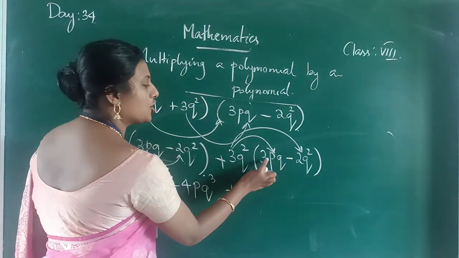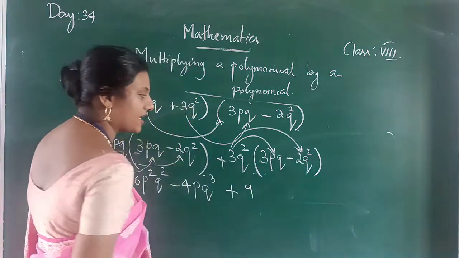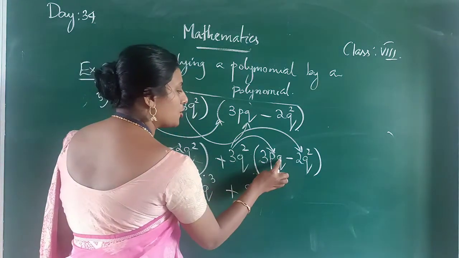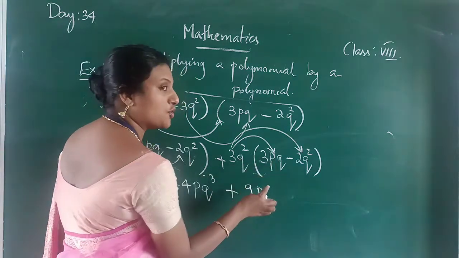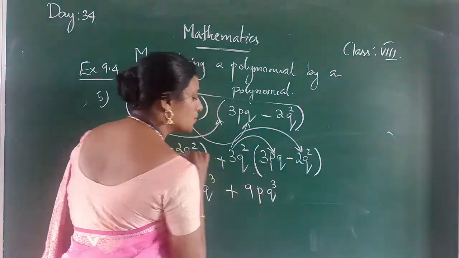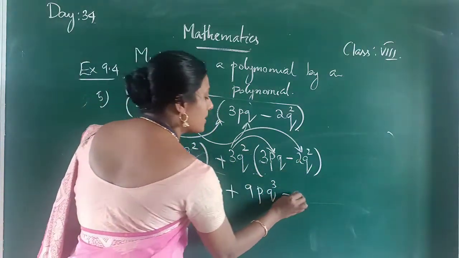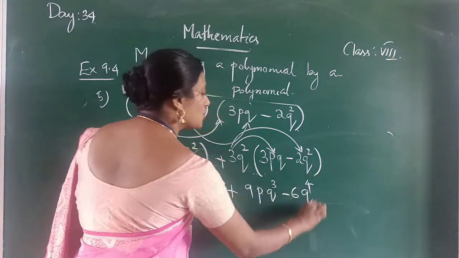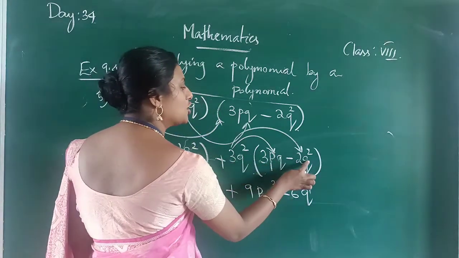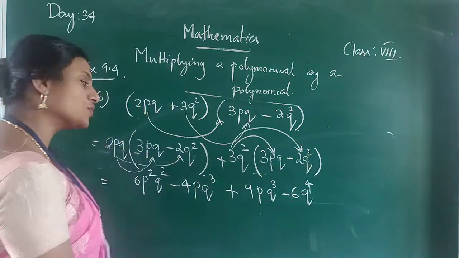Next, again distributive property. 3q square into 3pq. So first multiply the numbers. 3 into 3 is 9. q square, q, p. So p you can write as it is. q square into q is what? q cube. 3 into minus 2 is what? Minus 6. q square into q square is q raised to 4. q square into q square. So you have to add the powers. That is q raised to 4.